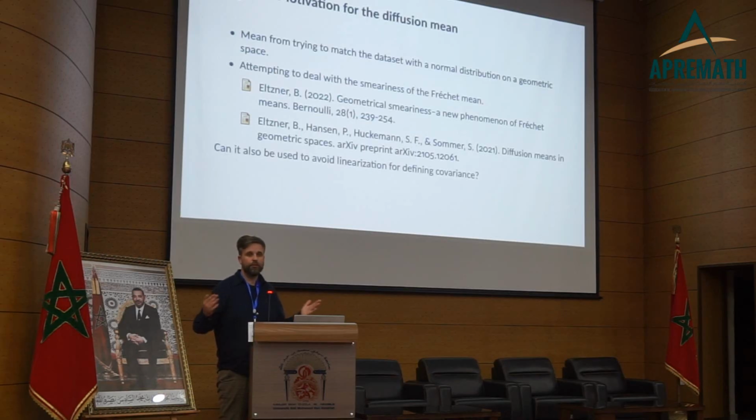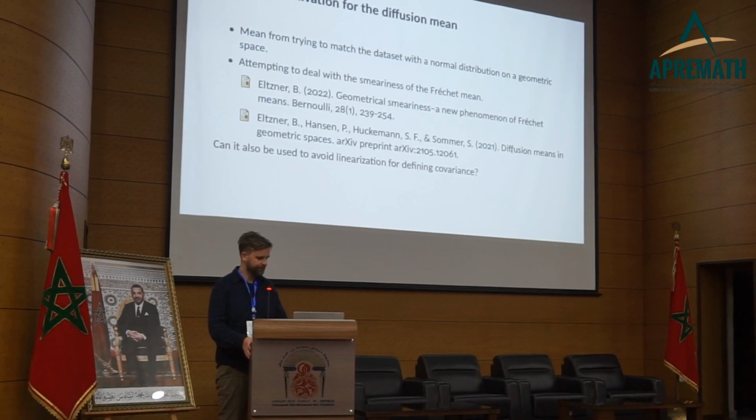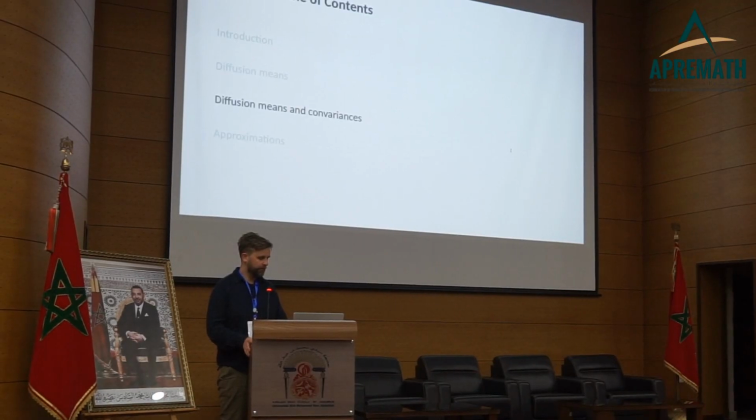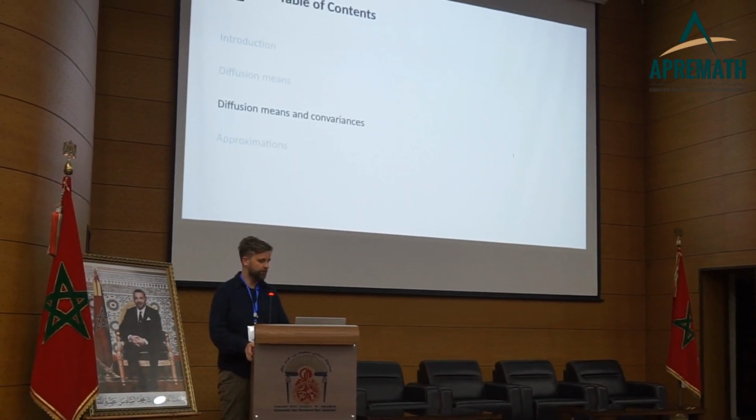But what we are going to do today is to solve the other problem that I mentioned in the introduction, where I talked about how if you want higher moments with the Frechet mean, you have to sort of flatten out your space. So is there a way we can introduce a covariance here on our non-flat space? So have a way to talk about normal distributions on non-flat spaces and use that to define a covariance. That will be the main topic of my talk, diffusion mean and covariances.